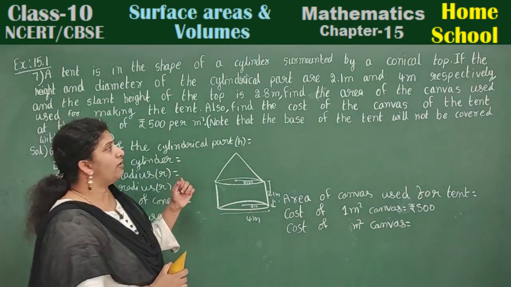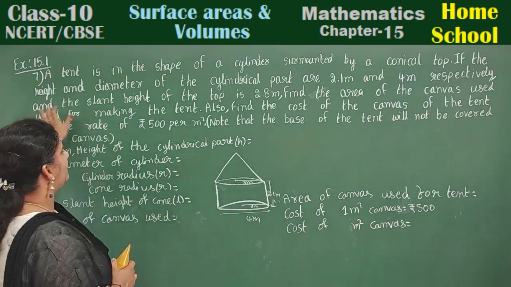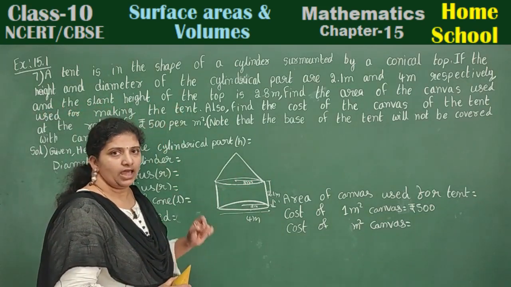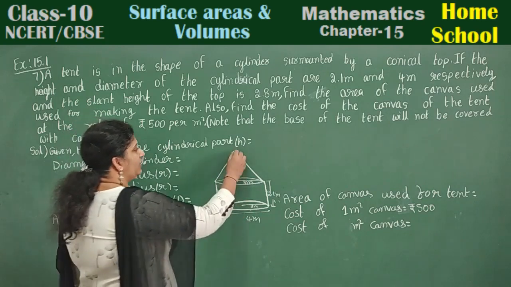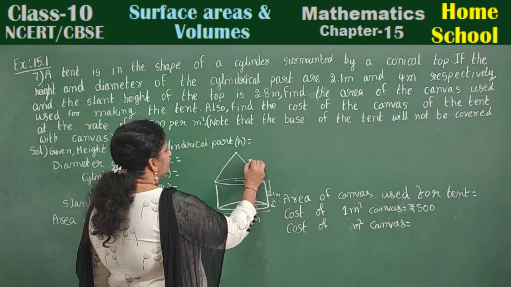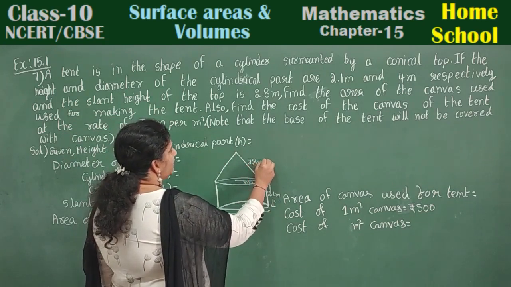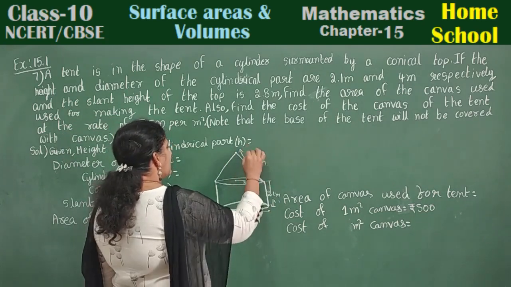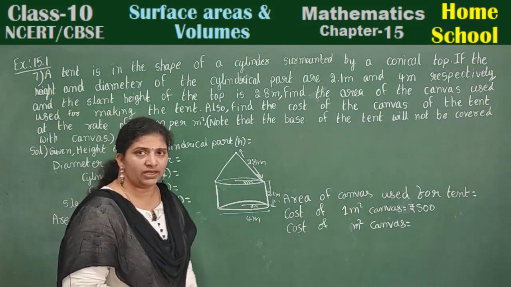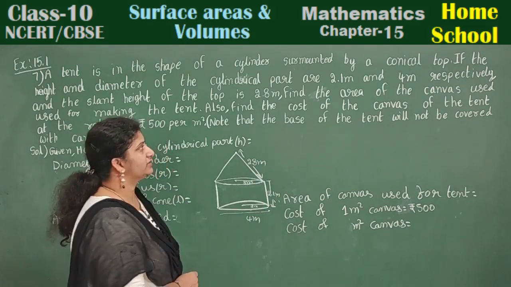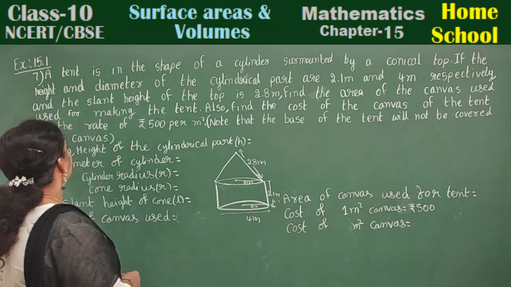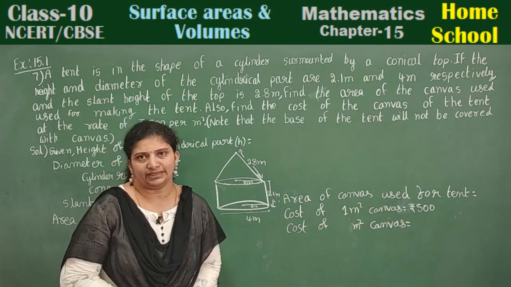Let's continue the problem. And the slant height of the top is 2.8 meters. Slant height is indicated with the letter L. L is equal to 2.8 meters. Find the area of the canvas used for making the tent.